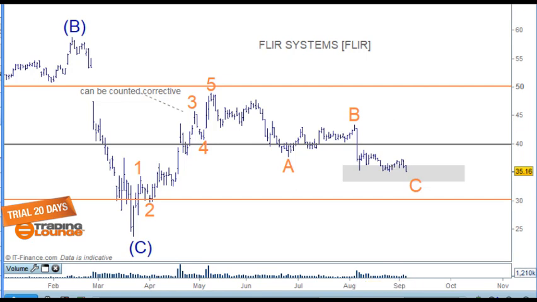What we would need to see is a nice impulse wave coming up in this direction and then an ABC here. If that occurs, then we have something at that point, okay? But otherwise, this can certainly just continue to drift down through here. So I don't have any real concrete evidence that we can move up from this point.